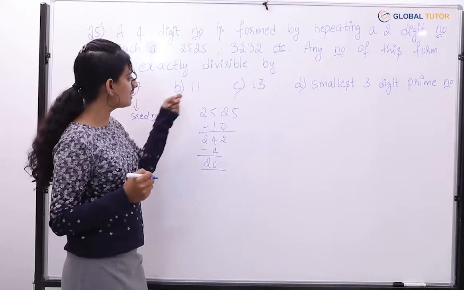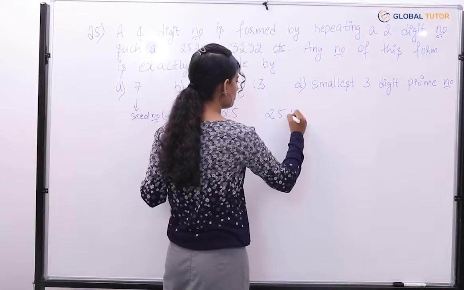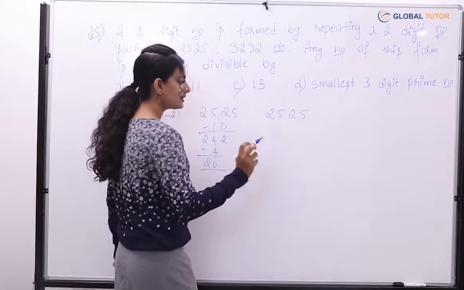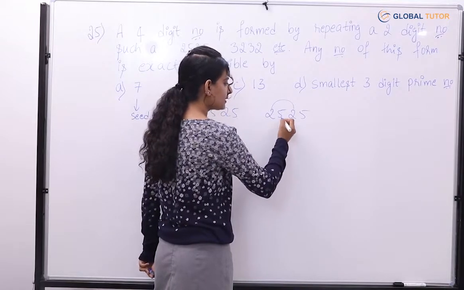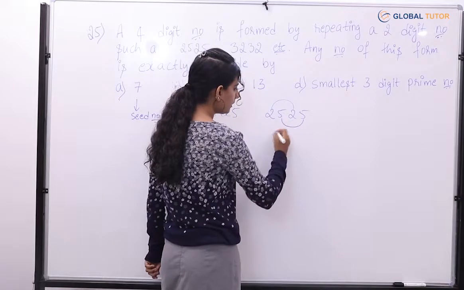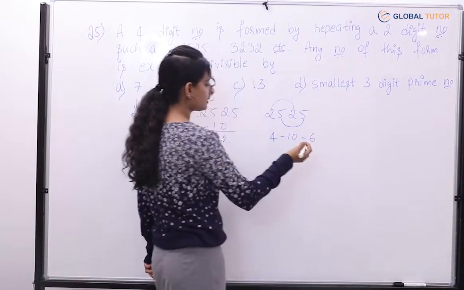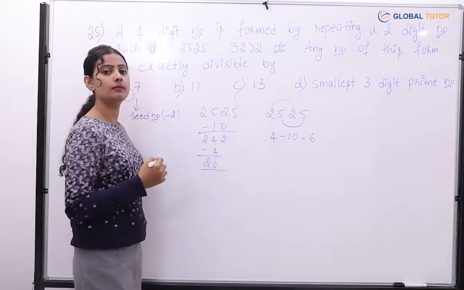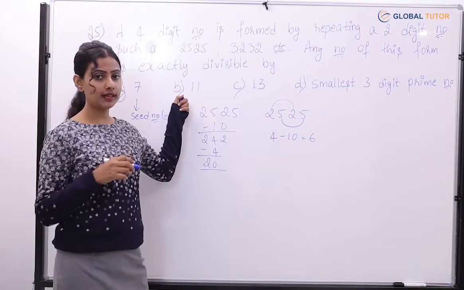Now, similarly, let's take for 11. What is the divisibility rule by 11? It is the sum of even place digits minus the sum of odd place digits. So, it will be 4 minus 10, which is 6. And 6 is not divisible by 11. So, option B is also not the right answer.